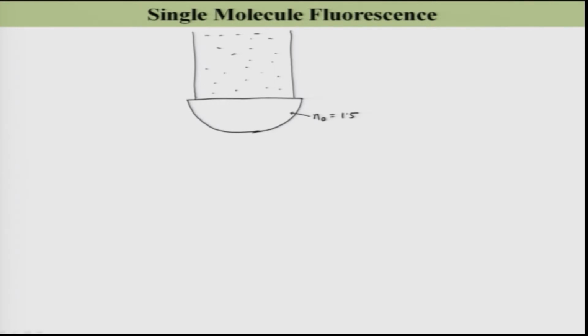And you make a sufficiently dilute condition so that your fluorophores are present throughout, but in a sufficiently diluted condition. These are your fluorophores. Obviously, these fluorophores will undergo Brownian motion. They can come from here to here, they can go from here to there, they are in motion, all random motion.